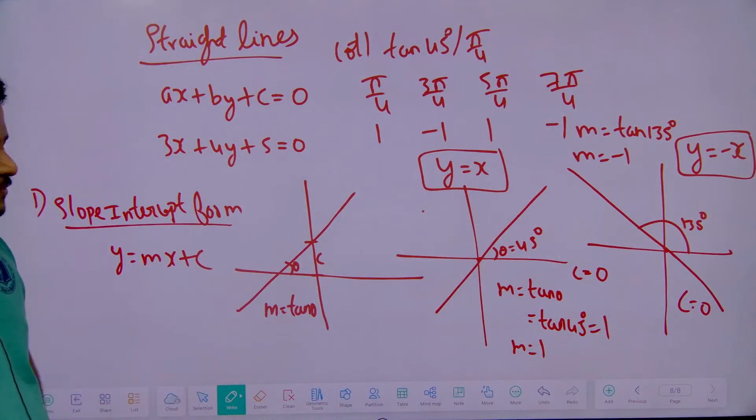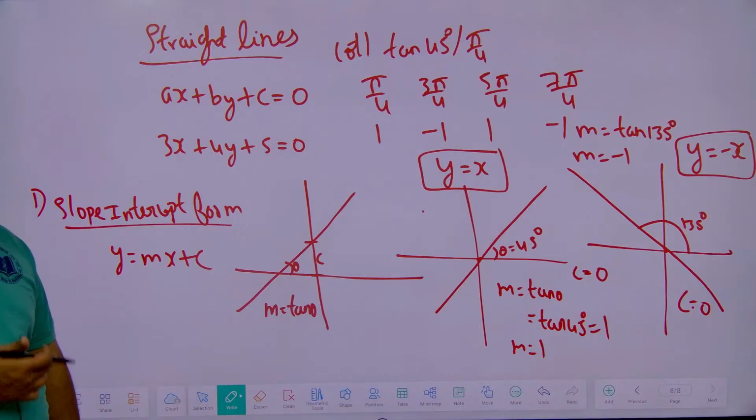Next we will go to the next form, that is only intercept form. Here I told slope intercept form. Next form is what? Intercept form, that's all.